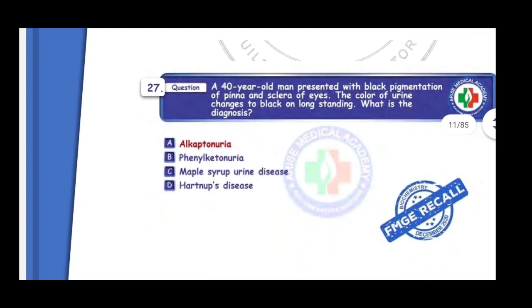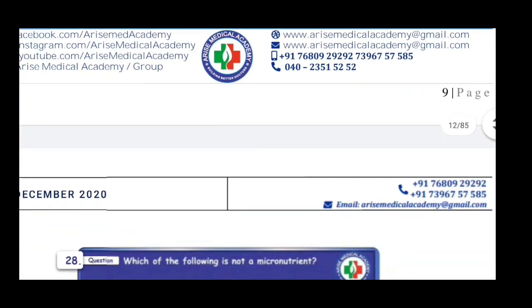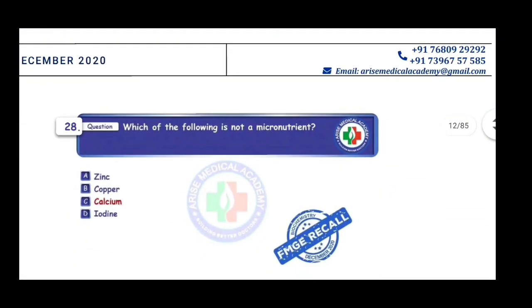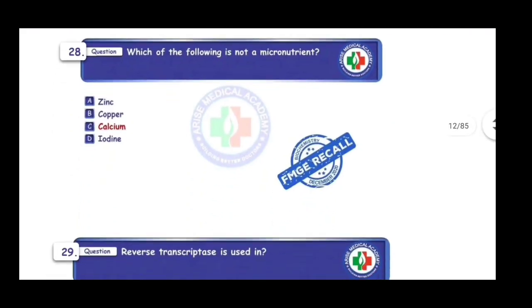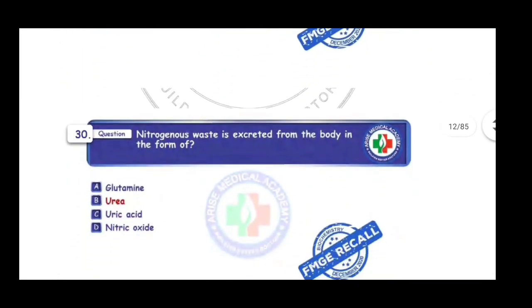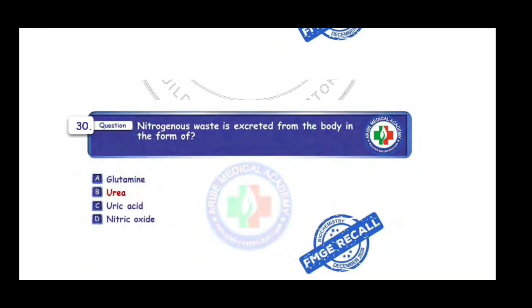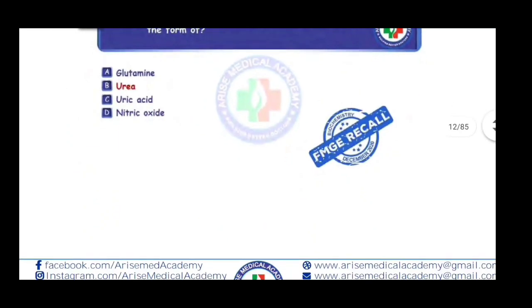Next one, a 40-year-old man presents with black pigmentation of the pinna and sclera of the eye. The color of urine changes to black on long standing. What is the diagnosis? It is alkaptonuria. Next one, which of the following is not a micronutrient? Option A, zinc; B, copper; C, calcium; D, iodine. The correct answer is C, calcium. Reverse transcriptase is used in RNA amplification. Nitrogenous waste is excreted from the body in the form of urea.